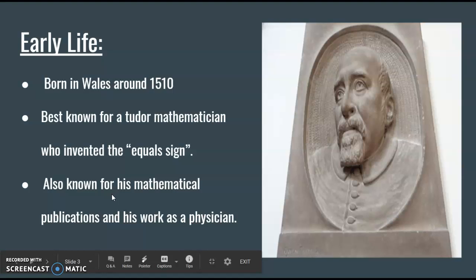Robert Ricordi was born to Thomas Ricordi and Rose Jones in Tenby, Wales. His exact birth year is still unknown, but it is expected to be around the year of 1510. He is best known for being a Tudor mathematician who invented the equal sign, and is also known for his mathematical publications, such as introducing the plus and equal sign to the English language, as well as his work as a physician.